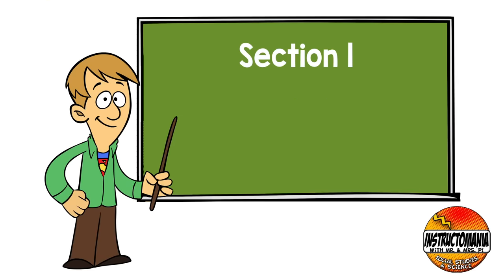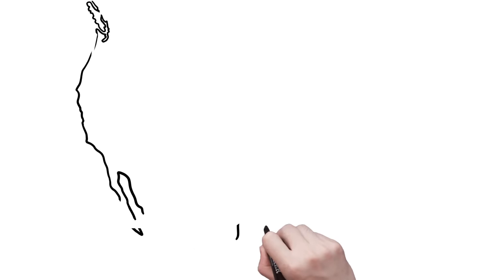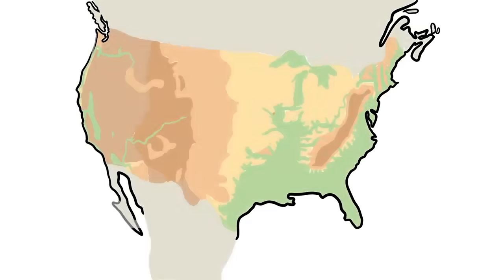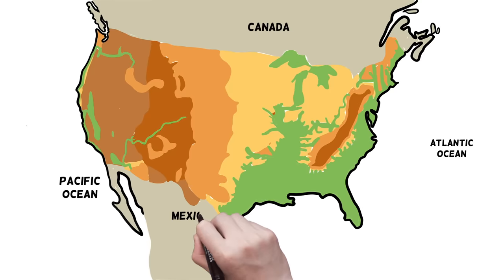Section 1. The geographic features of the United States. The mainland of the United States sits in the northern hemisphere, entirely in the continent of North America. The U.S. is flanked on the east by the Atlantic Ocean and on the west by the Pacific Ocean. The United States shares a northern border with Canada. Mexico lies to the south of the United States.